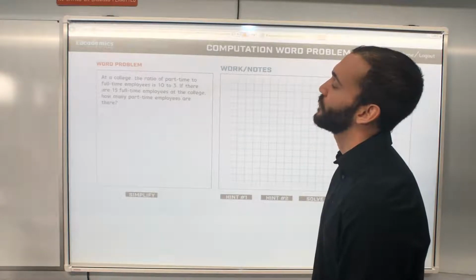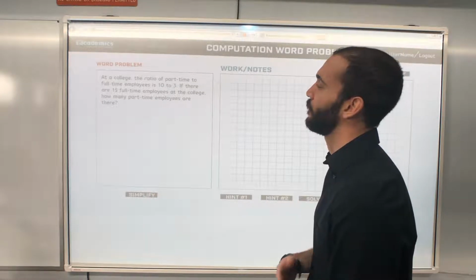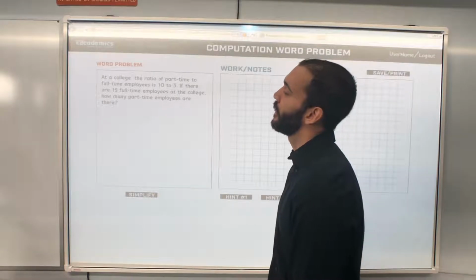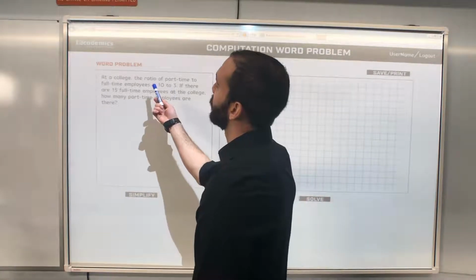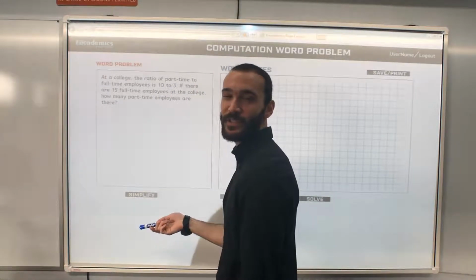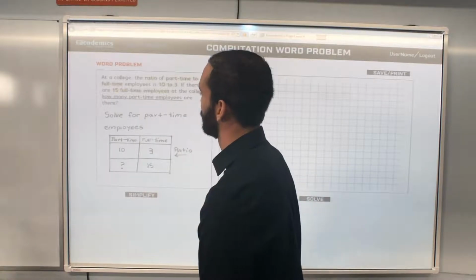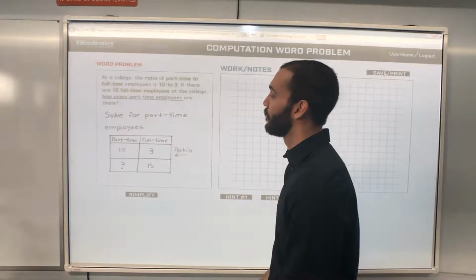At a college, the ratio of part-time to full-time employees is 10 to 3. If there are 15 full-time employees at the college, how many part-time employees are there? So we're dealing with a ratio problem here. What's another way to write a ratio? As a fraction, right? Let's see if we can, with the simplify, show it. And there it goes. It shows it as a fraction.